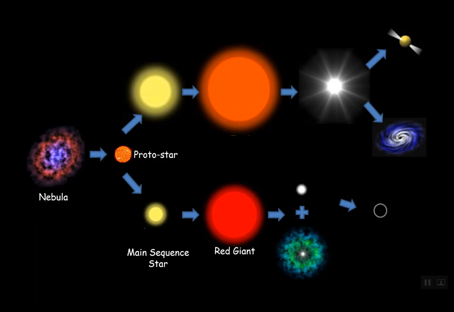So when the core collapses, it does cause a bit of an increase in pressure and temperature, and you can make slightly heavier elements in there. So there won't just be hydrogen, there'll be slightly heavier elements, maybe things like helium, lithium, etc.